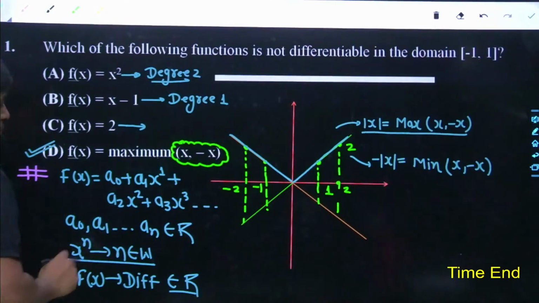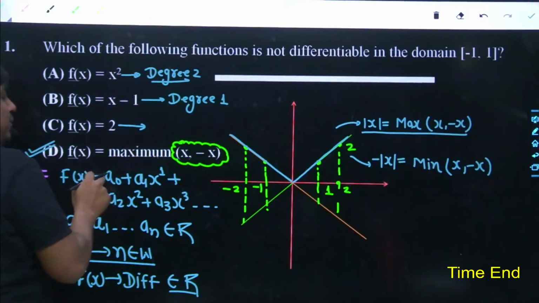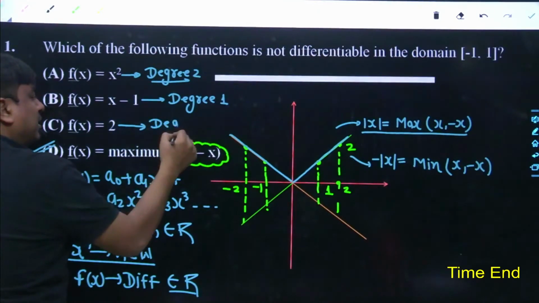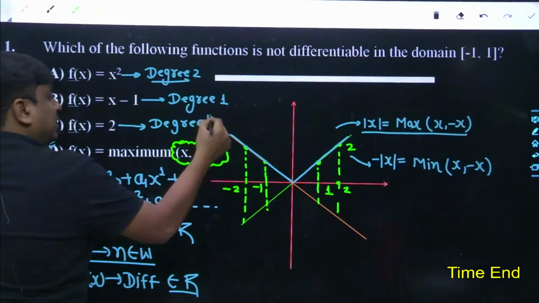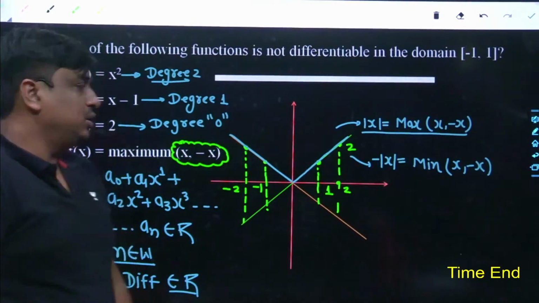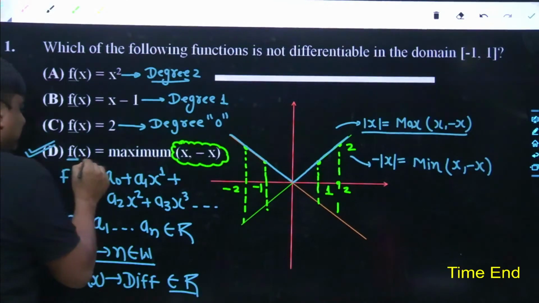If we talk about 2, obviously it is a constant coefficient and the remaining coefficients are 0. So again it is a polynomial with the degree of 0. And obviously option D is a function.